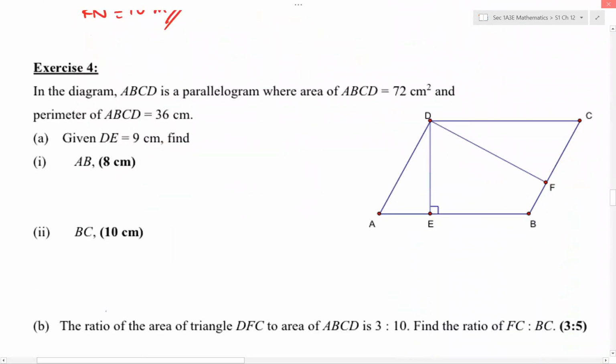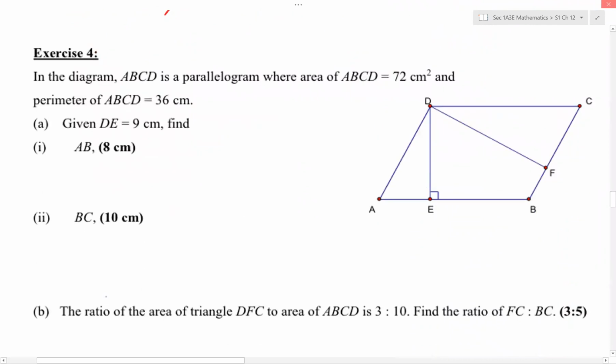Next, exercise 4, parallelogram. This time they tell you the area, 72 square centimeters. The perimeter is 36.